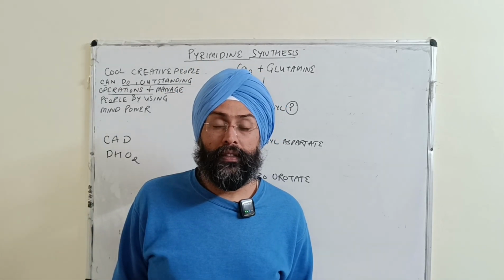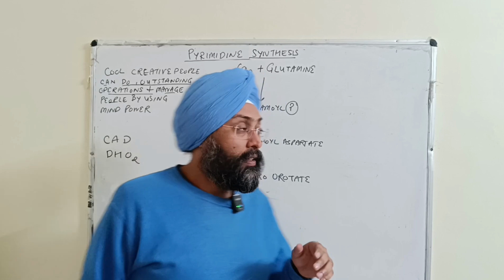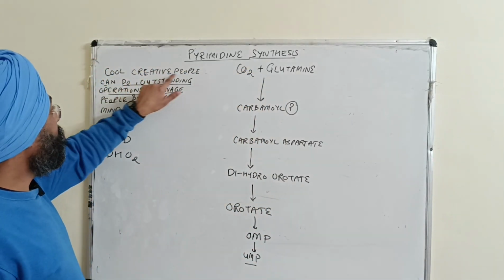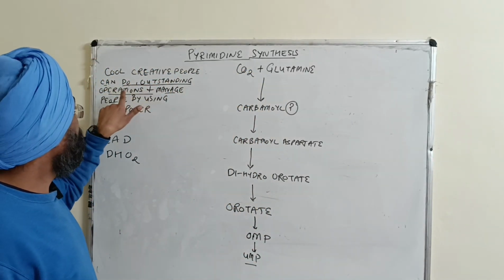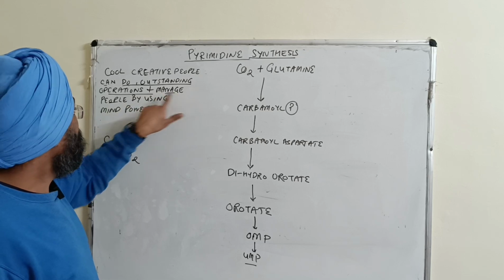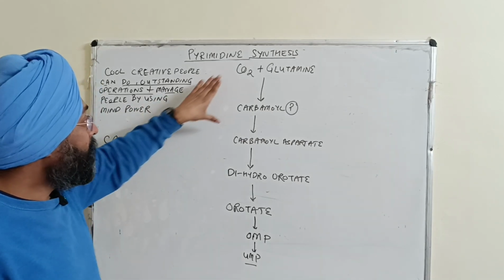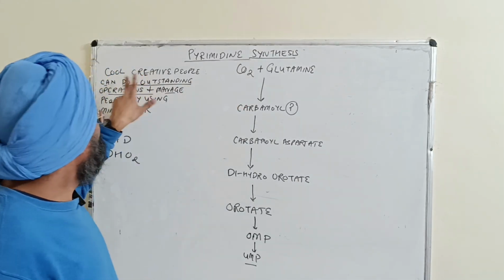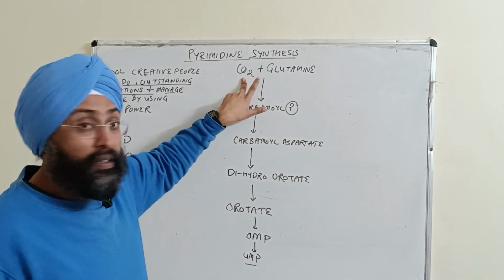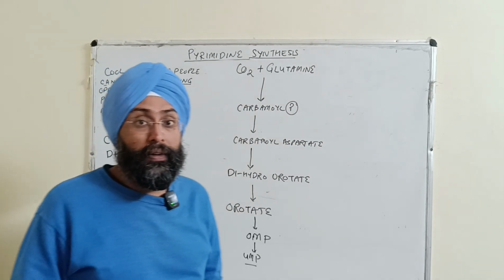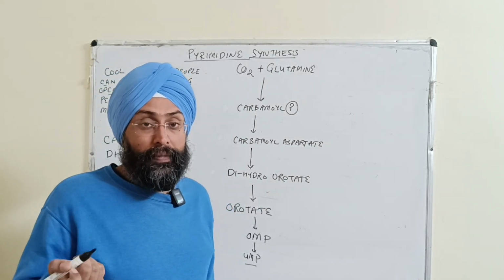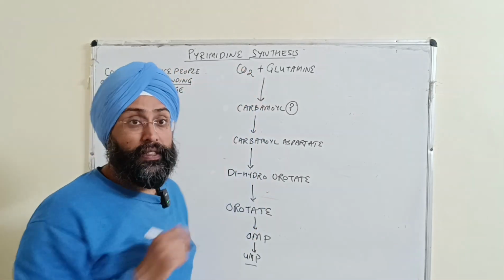Now to remember the steps, I had made a mnemonic, that is, cool, creative people can do outstanding operations and manage people by using mind power, right? So starting is by cool creative people, right? Cool for carbon dioxide, right? So carbon dioxide is the basic requirement to start the pyrimidine biosynthesis, right?